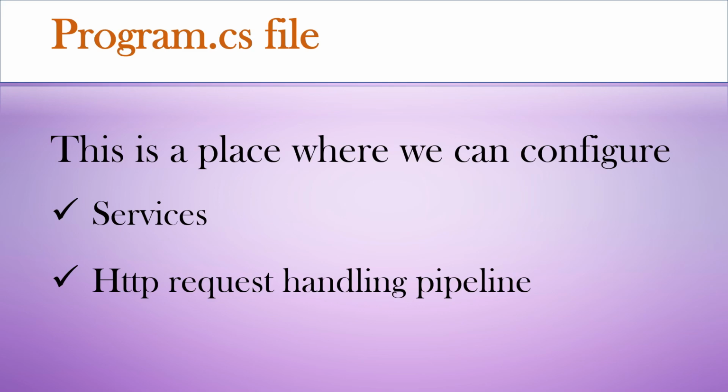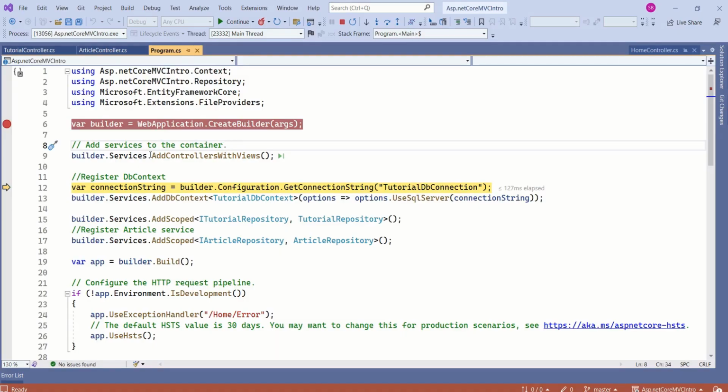As said earlier, this is the place where we configure services and HTTP request handling pipeline. Services can be of any type. In this case, we are adding add controllers with views because our application is ASP.NET Core MVC web application. It has views. So we are making use of add controllers with views. If you are working on web API, then it will be just add controller. With this, we are telling the framework our application has views as well.